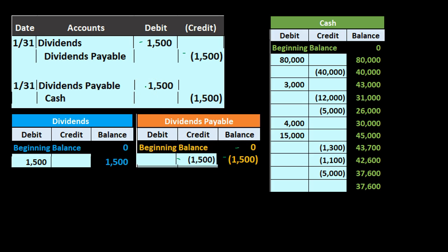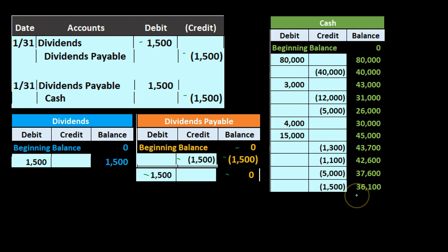Now we're going to pay it. And so we're going to decrease the dividends payable. It's just going to go right back out again. So 1,500, bringing this credit balance back down to 0, just like if we're paying off an accounts payable. And then we're going to pay the cash. So here's the cash, it was at 37,600. It's going to go down by 1,500 to 36,100.